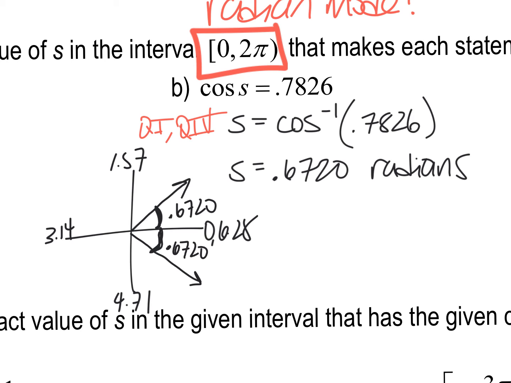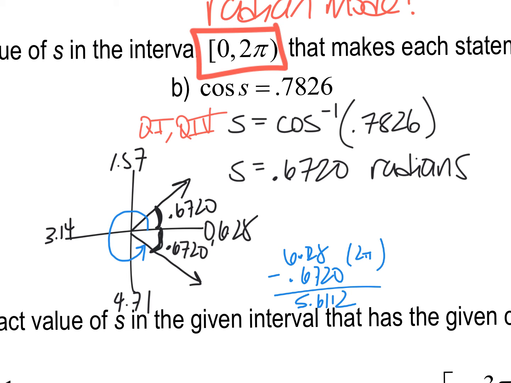And so how do I come up with my second answer for that one? Well, again, what I'm going to do is start my circle here, and go all the way around, and do almost a whole circle, aka almost 2 pi, almost 6.28, but I'm going to stop a little bit short at 0.6720. So what you're doing here is 6.28 minus 0.6720. Or you could think of that as 2 pi minus 0.6720, and it gives you 5.6112. Make sure you're typing that with me, but that's my other answer for this, 5.6112.